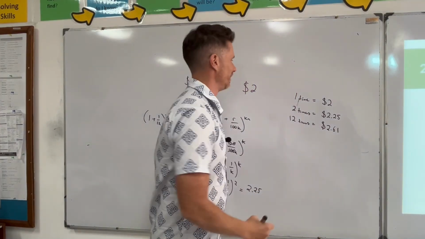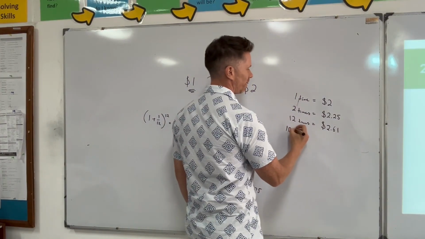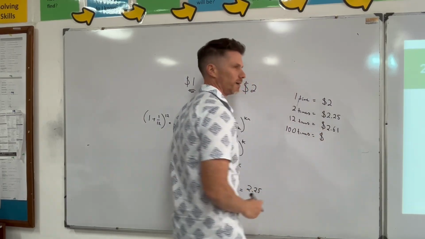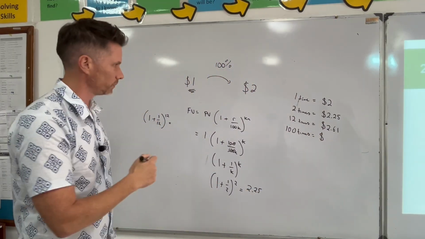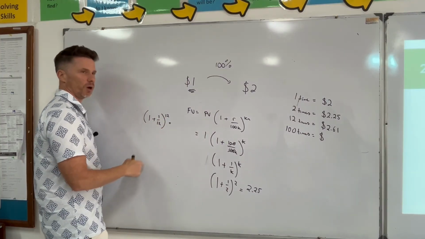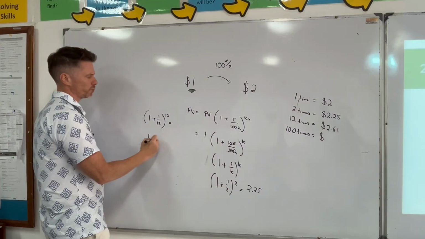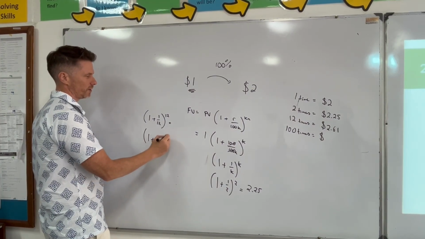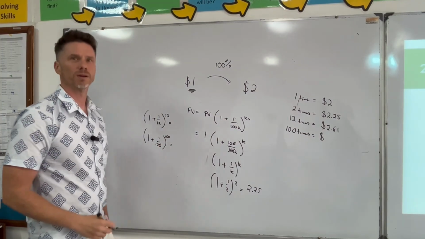2.61. Okay. Let's say we do it 100 times. If you have that already in your calculator, you can just put in 100 instead of 12. Now it's a different number. Just rub out 12 and put in 100, putting it in as 1 plus 1 over 100. So if it compounds 100 times in the year, what is it?